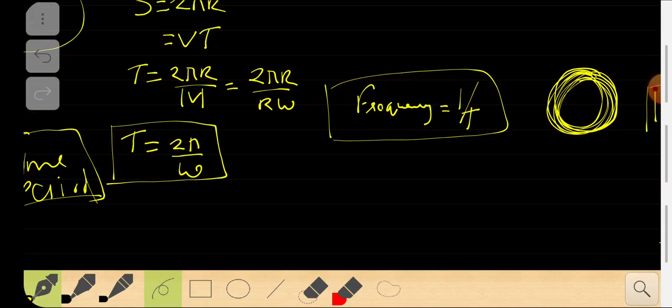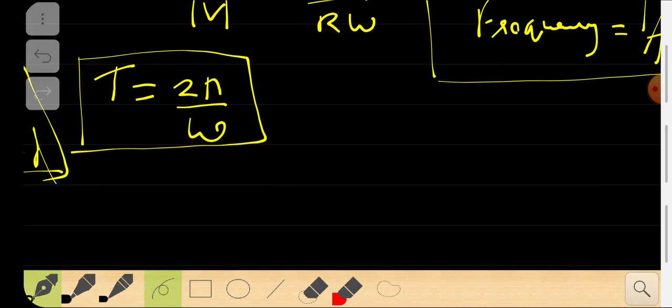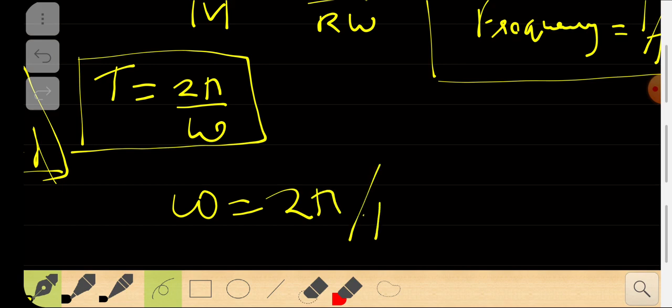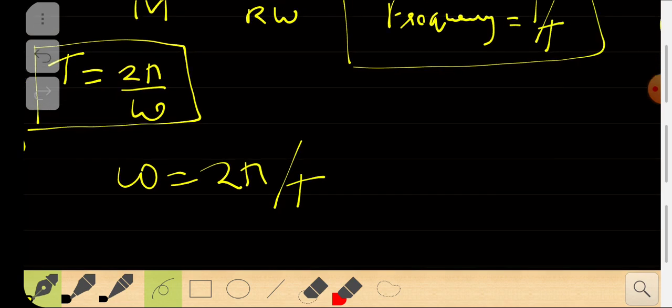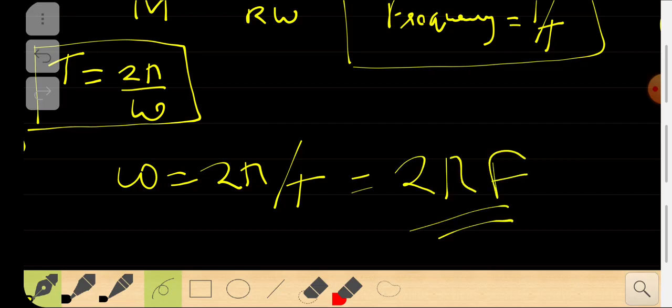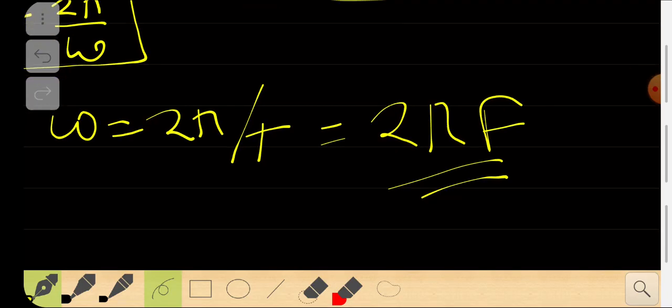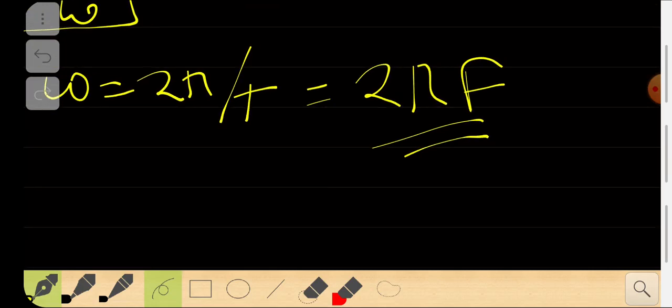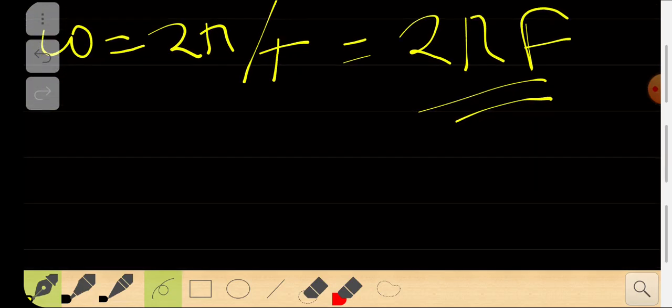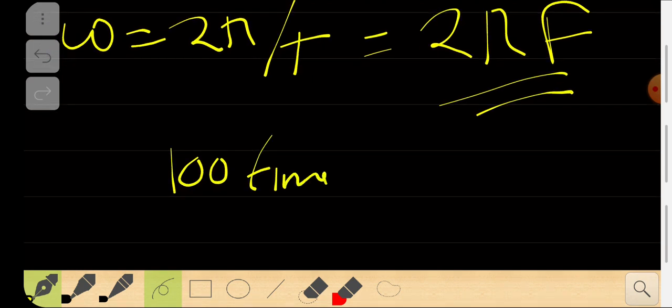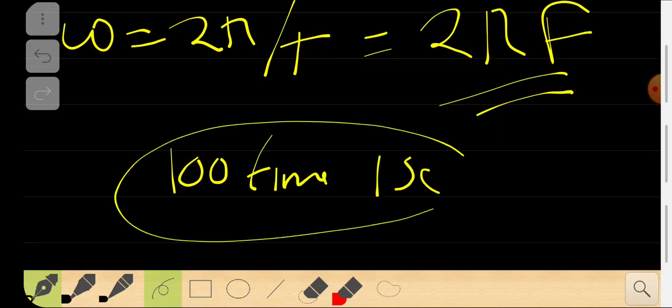Now here, t is equal to 2 pi by omega. So omega is equal to 2 pi by t, right? And 1 by t is equal to frequency, you can call it f if you want. So it's 2 pi times f, and that's omega. So you have a new quantity, 2 pi f, which is omega. If you are given a frequency like 100 times in 1 second, you multiply it with 2 pi, and you get the omega.